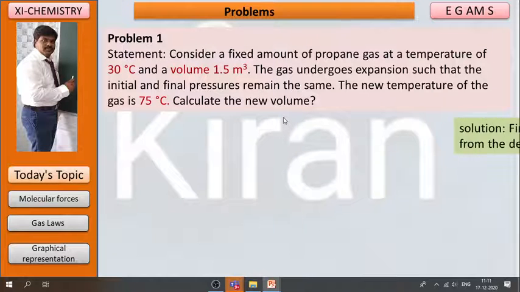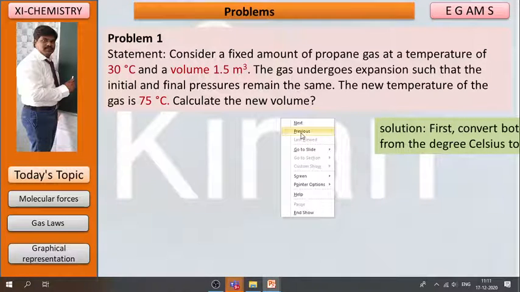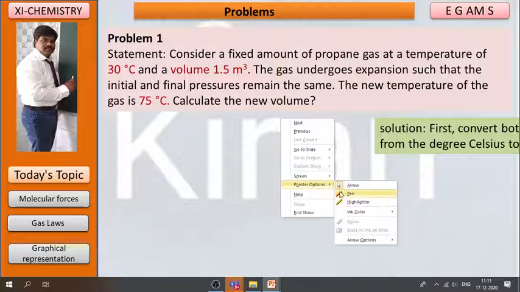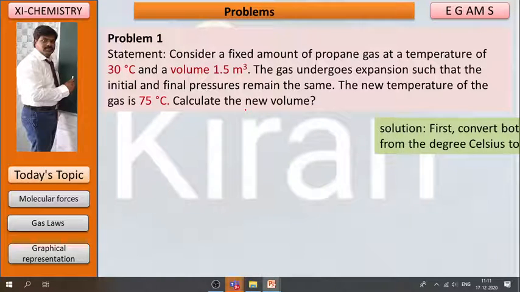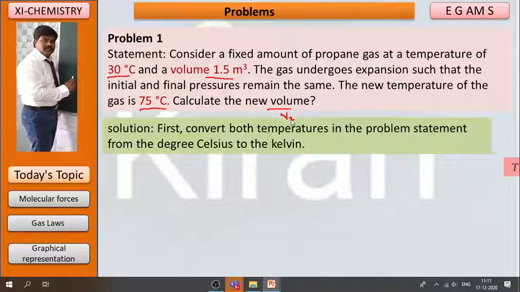What are the given values here? The temperature is 30 degrees centigrade and the volume is 1.5 meter cube, and here 75 degrees centigrade. Calculate the volume. It means T1 and V1 they have given, T2 they have given. You have to find out just V2 based upon the formula.